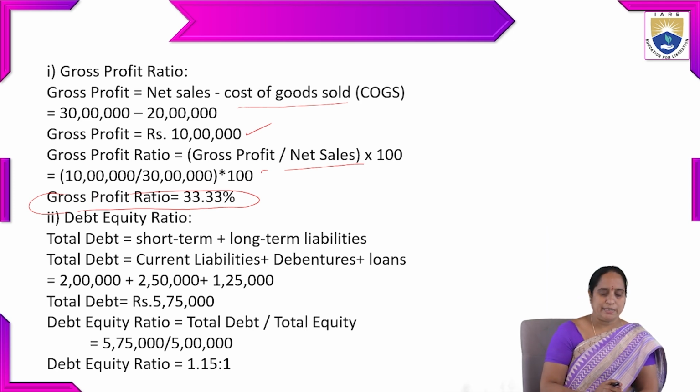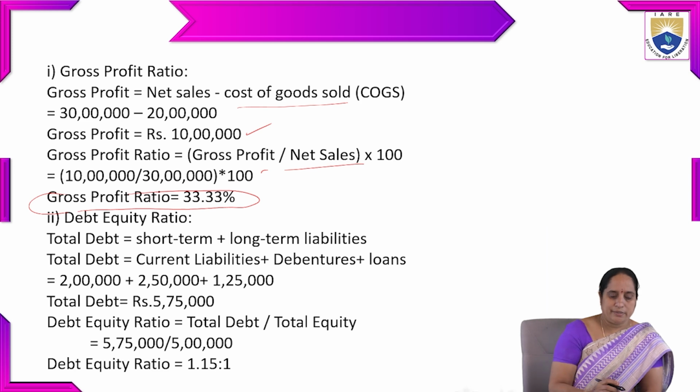Next, debt equity ratio. So total debt can be calculated by taking into consideration short term plus long term liabilities. So, short term liabilities, here we used to consider current liabilities plus debentures plus loans. So then we can find out total debt.